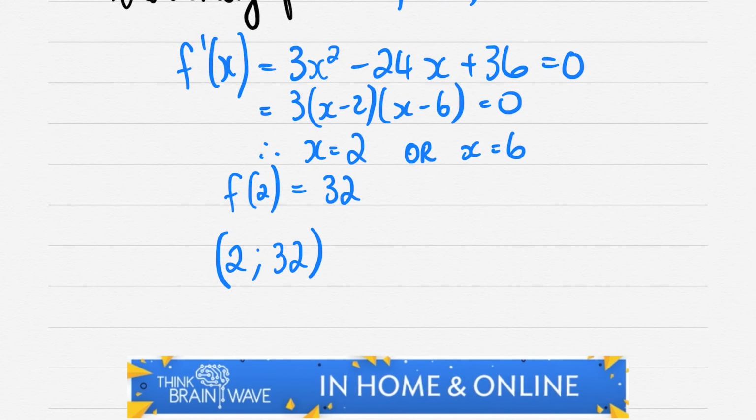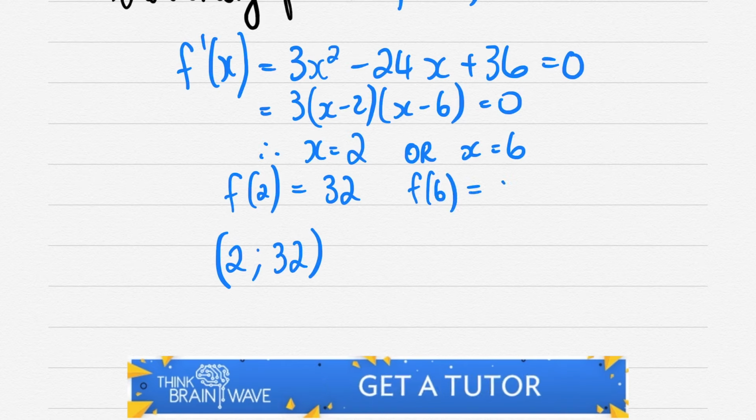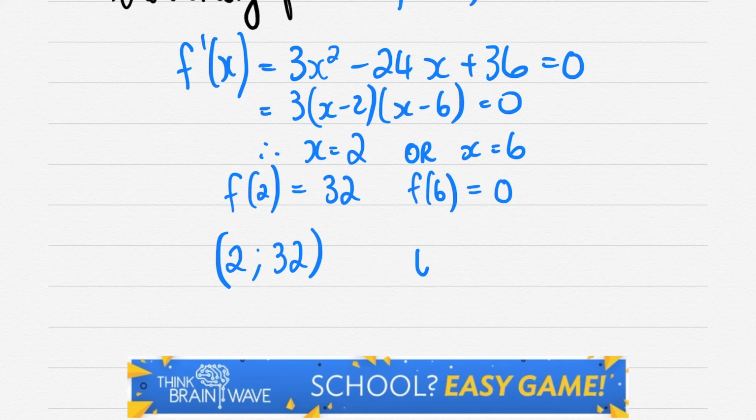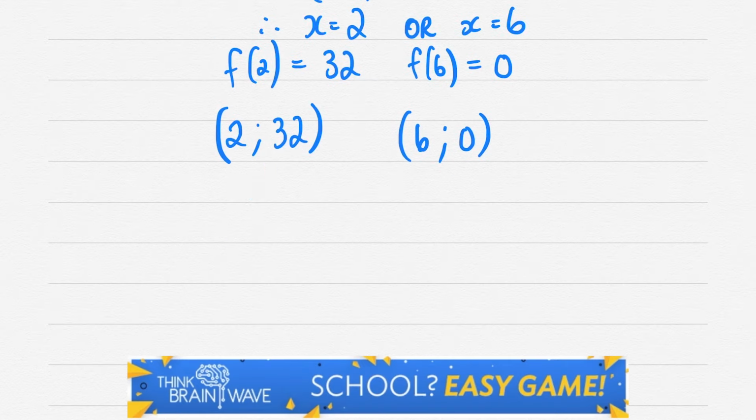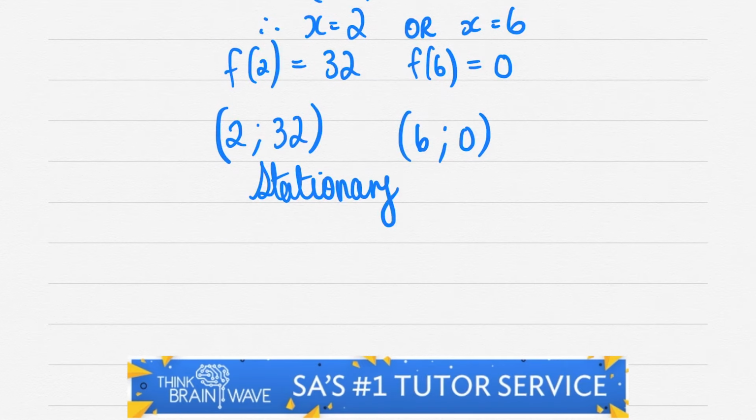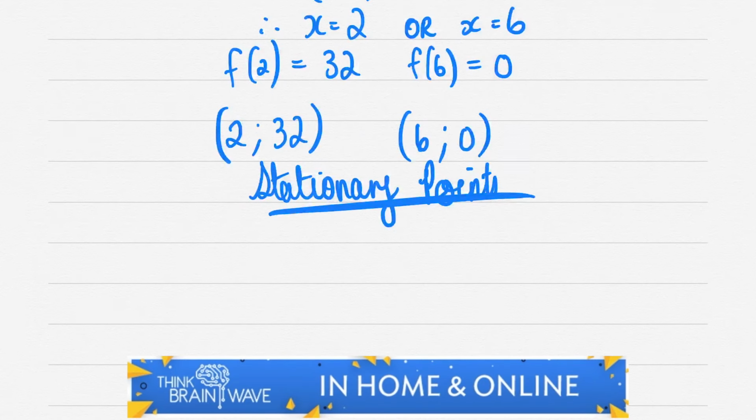We do the same for x is equal to 6. So we say the function of 6 is equal to 0. So we have another point at (6, 0) that is also a stationary point.